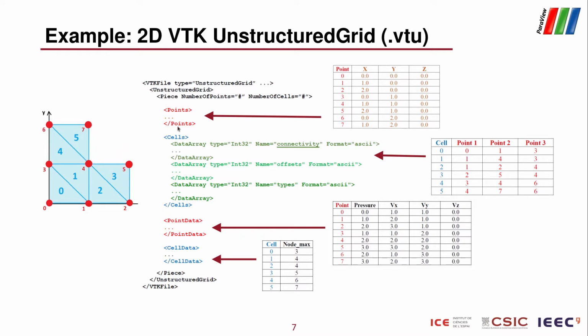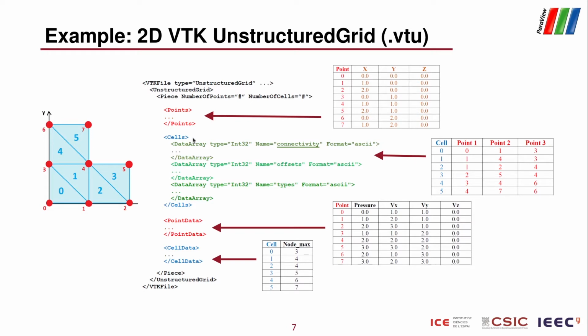Then here in the center we can see an example of a VTU file, which starts with the headers saying that it's an unstructured grid, which has a piece with this number of points and this number of cells. Then within the points tags, we specify the coordinates x, y, z of each node or point.